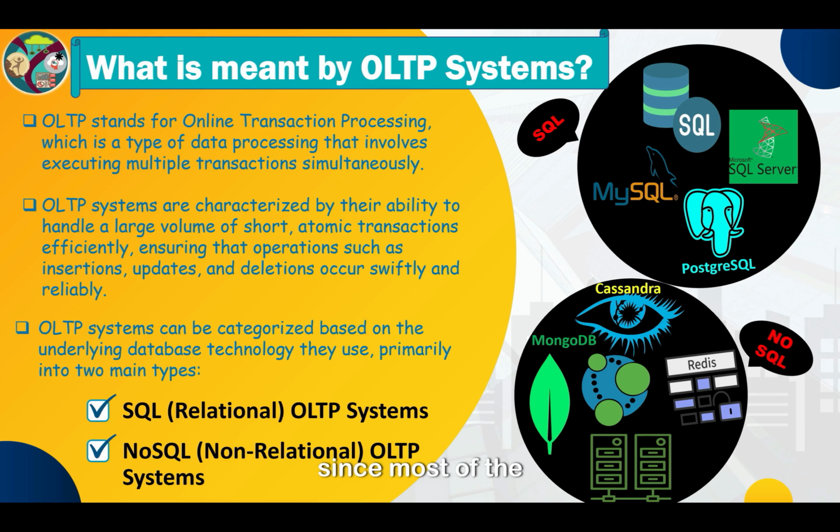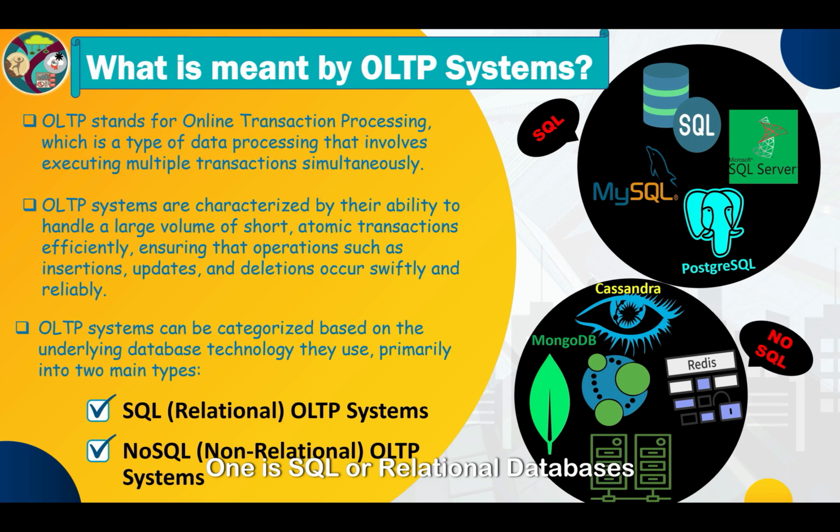Okay, since most of the databases fall under the OLTP category, whenever we are talking about OLTP, under the hood all the databases come under this OLTP systems category. So let's focus on the types of databases used in the OLTP systems. The databases for OLTP systems can be broadly categorized into two types.